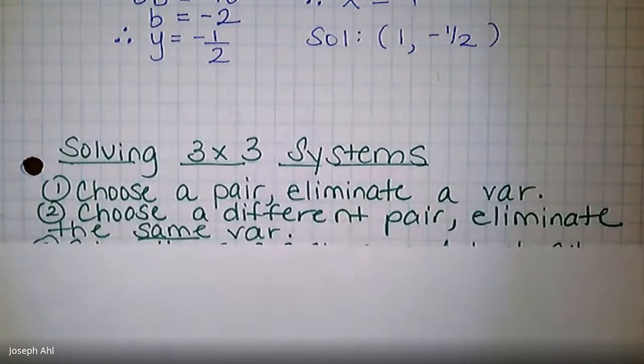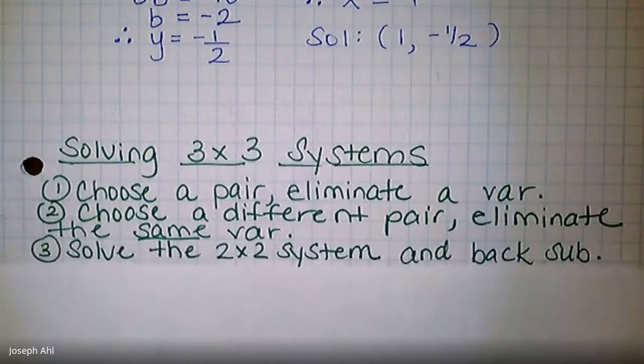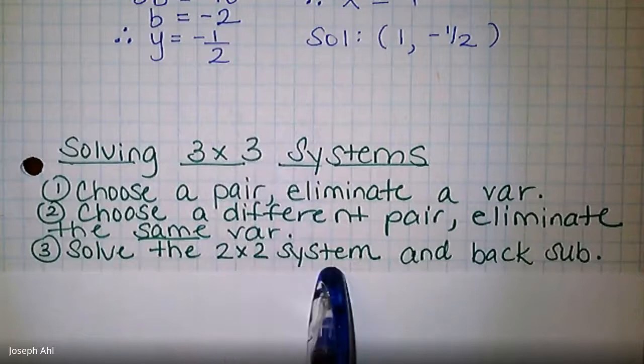Then step 2 is choose a different pair from what you chose in step 1, but you have to eliminate the same variable from that equation. So if you chose a pair in step 1 and eliminate y, when you choose a different pair of equations for step 2, you have to eliminate y again. Because what is that doing? It's creating 2 new equations. But now you only have 2 variables within those equations. And those 2 variables will be matched up because you're eliminating the same variable again. So what you've now reduced this to is you had a 3x3 system, but now we have a 2x2 system.